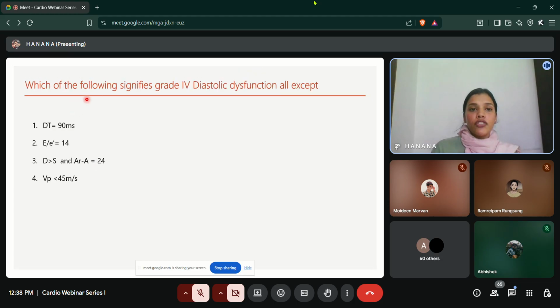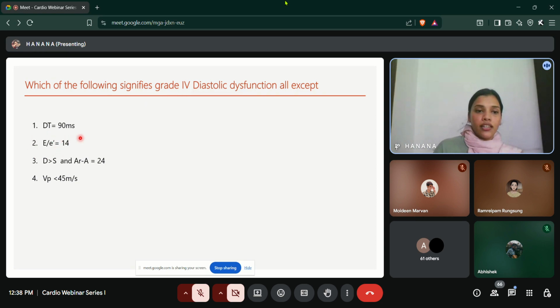Okay. Now, which of the following signifies grade 4 diastolic dysfunction? All except. Okay. So we have given some criteria. The deceleration time here is shown as 90. Actually, the normal deceleration time is 160 to 240. Here the patient is having 90, so it automatically falls into grade 4 diastolic dysfunction. So it is not the answer.